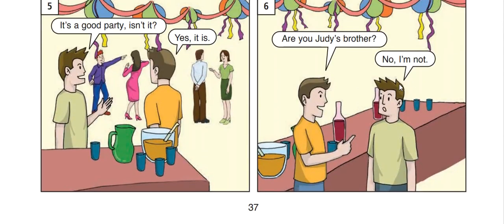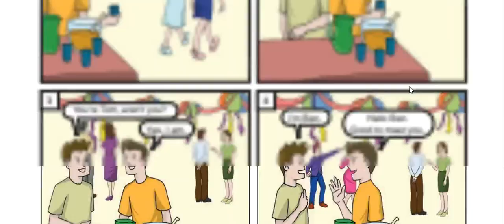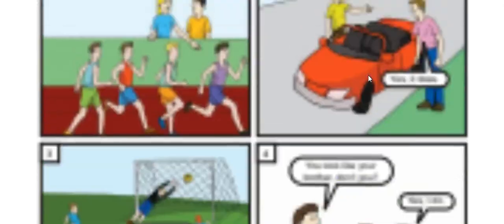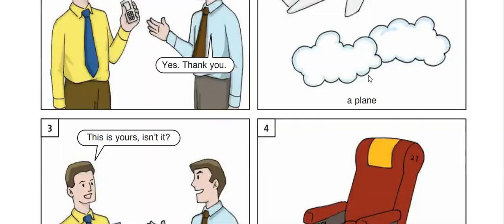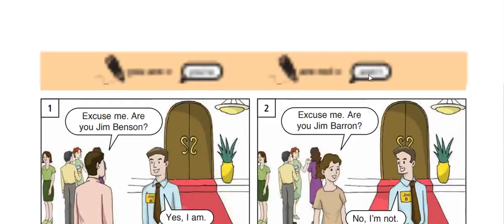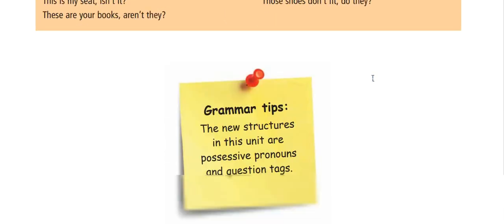So, here your unit is over. Now you have to repeat all of it once again, and it's your turn to repeat. Okay, I'm taking you to the top.